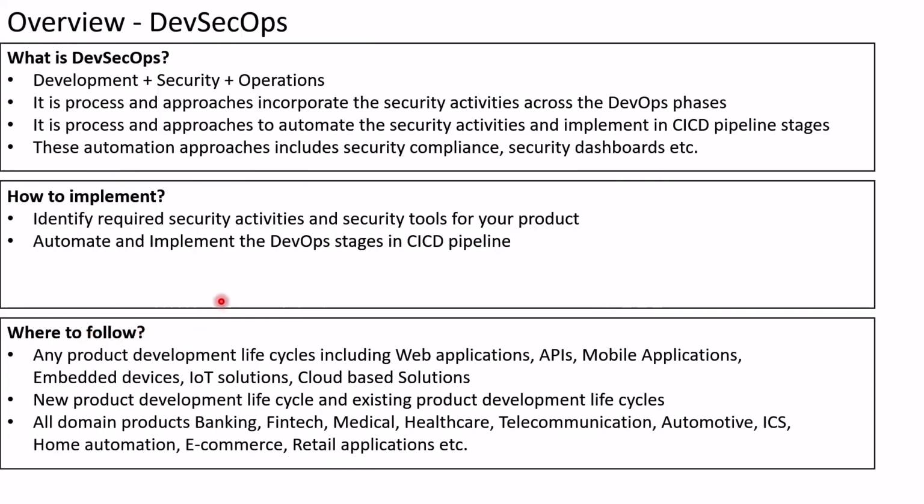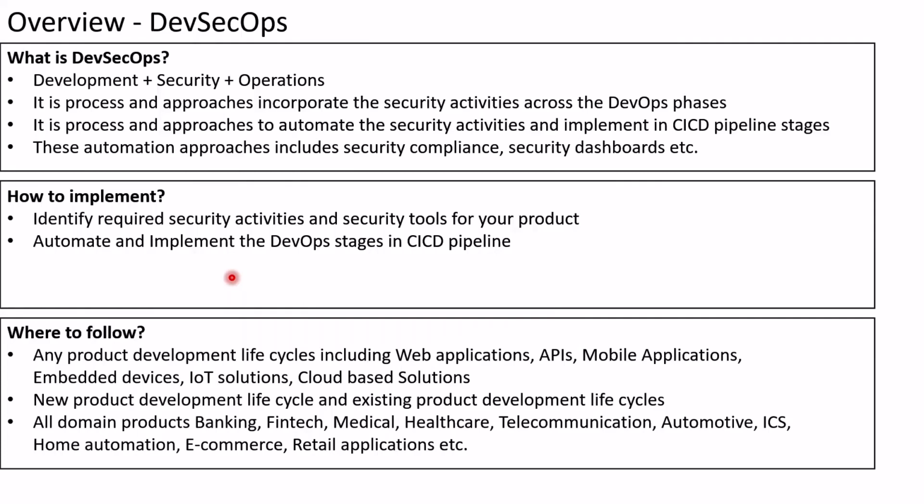Where to follow? Any product development lifecycle, including web application development, API development, mobile application development, embedded development, IoT solutions development, and cloud-based solutions. We can follow these DevSecOps practices and incorporate them as part of our DevOps pipeline. New product development, and also existing product development. In both these scenarios we can implement the DevSecOps activities.